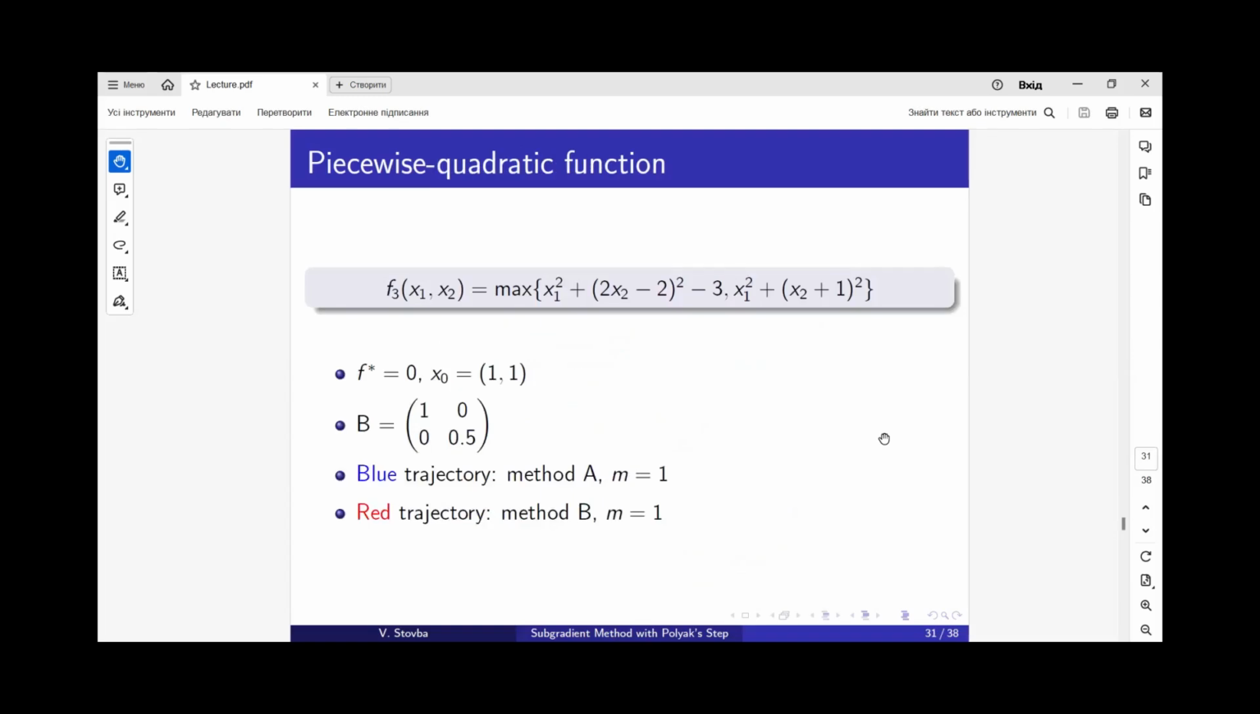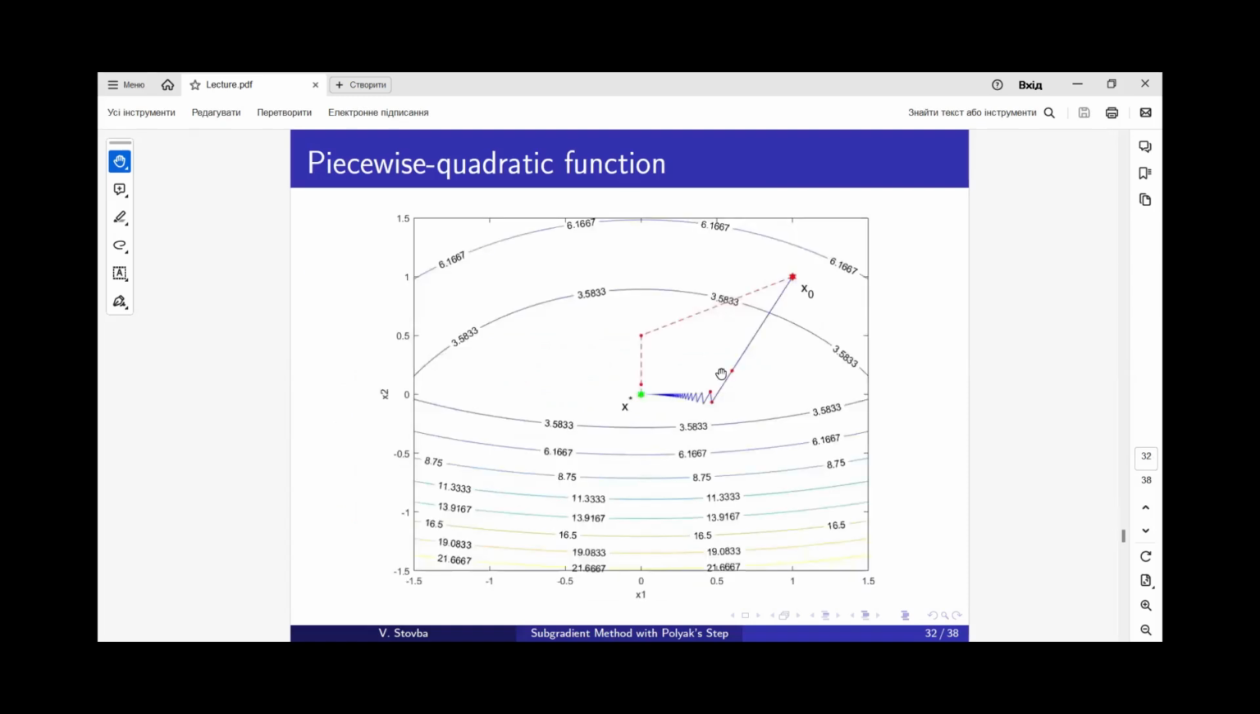Here we consider a piecewise quadratic function, which is a strongly convex function, and we use the same matrix of space transformation. On the next slide, we see two trajectories. The blue trajectory corresponds to method A with m equals 1, and the red trajectory corresponds to method B with the same value of m. The red trajectory of method B shows that in 4 iterations we get to the minimum point with the required accuracy. At the 4th iteration, method A stops only here, which is pretty far from the optimal point that we want to reach.